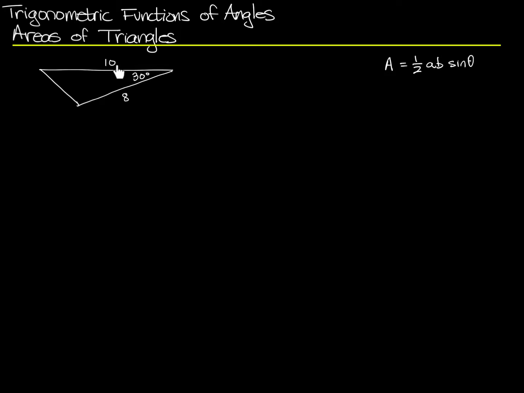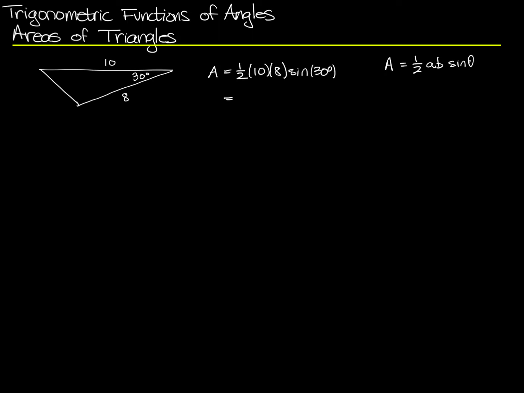All right, let's suppose we wanted to find the area of this triangle. Then we have from our formula over here, the area is equal to 1/2 times the lengths of two sides times the sine of the included angle. That's the angle between the lengths of those two known sides. So let's plug our values in. The area is equal to 1/2 times A times B times the sine of 30 degrees.